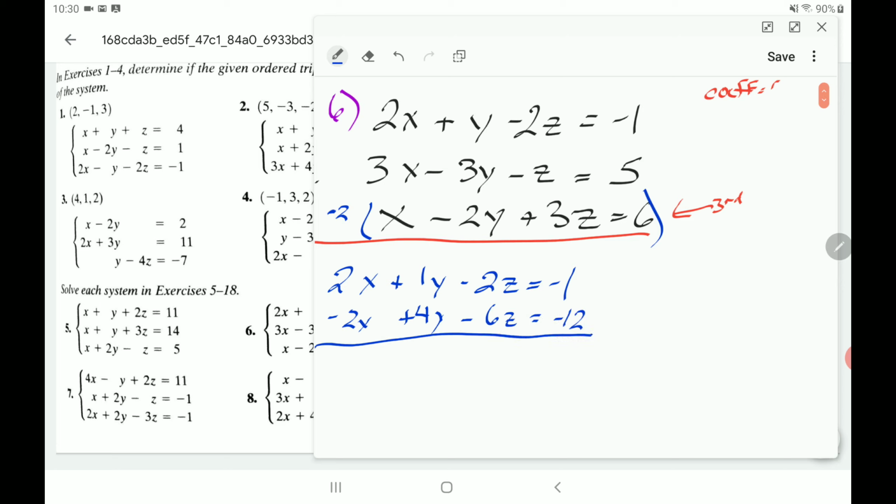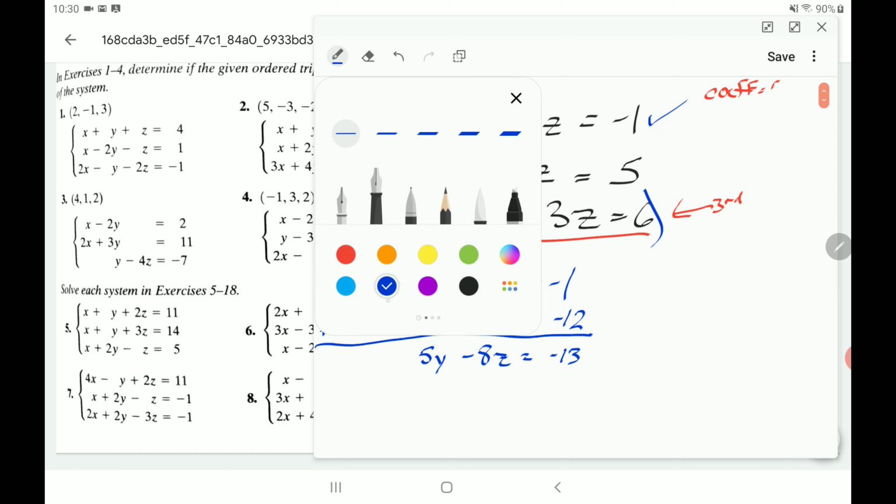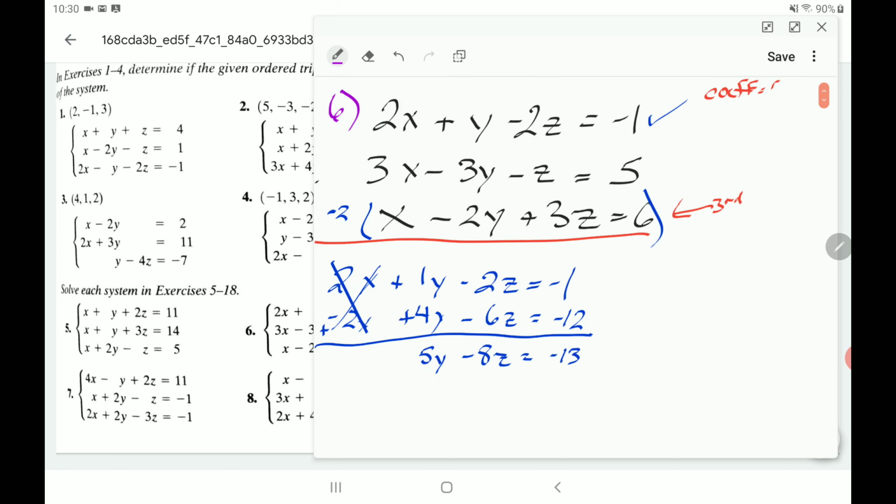So when I add these together, that's gone. And I'm left with 5y minus 8z equals -13. There we go. Okay, I got rid of one variable, so I got the first one done. So let's change back to purple because I like purple. It's pretty. All right.